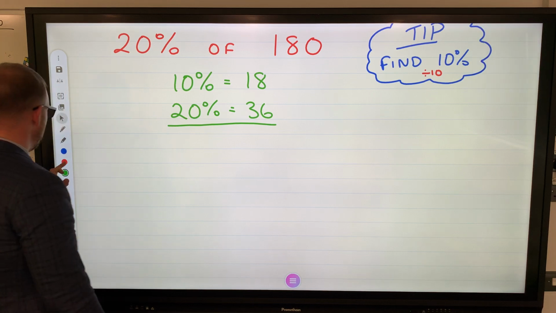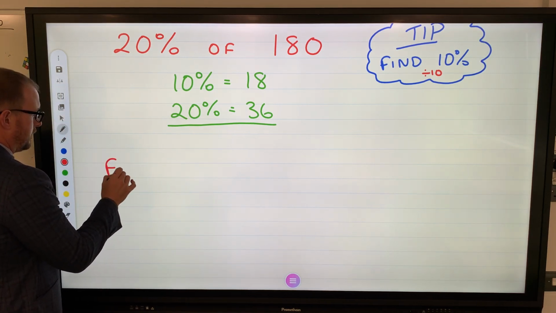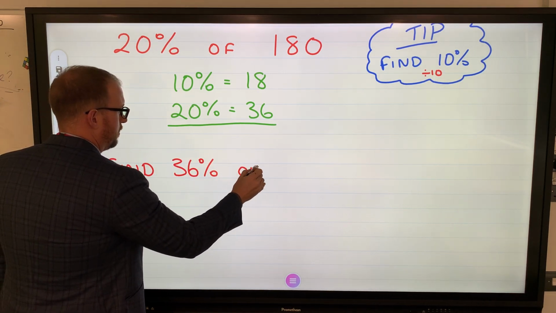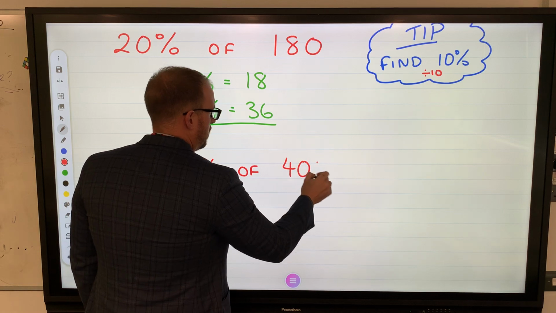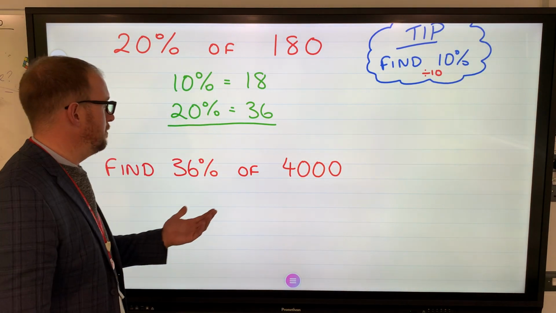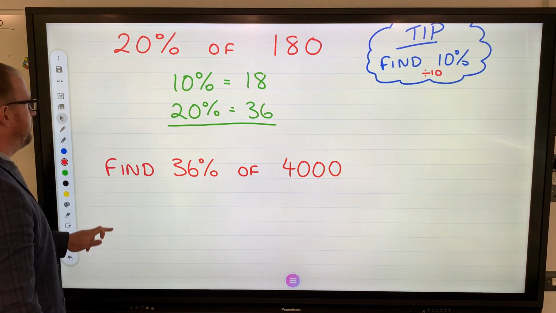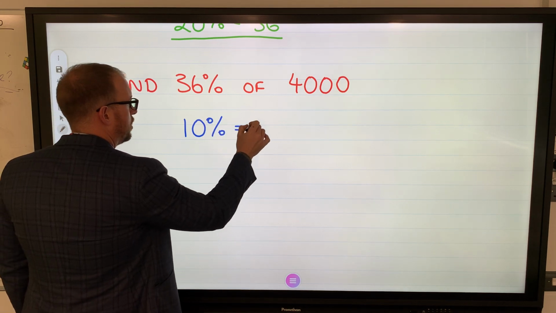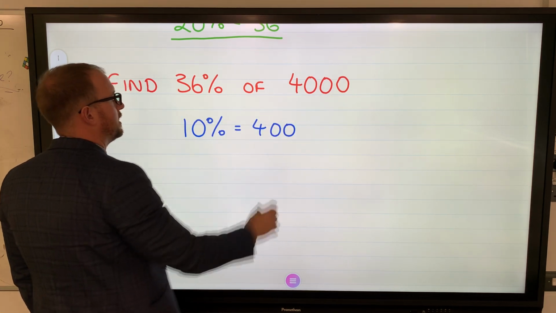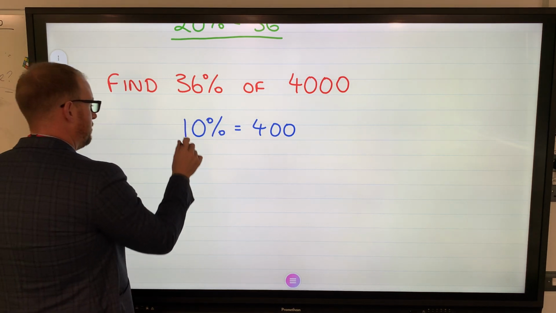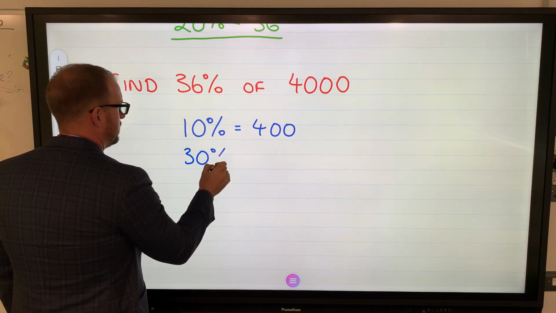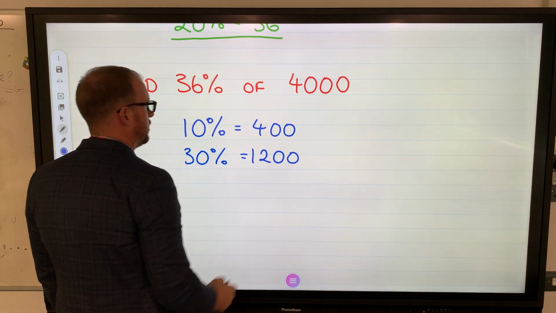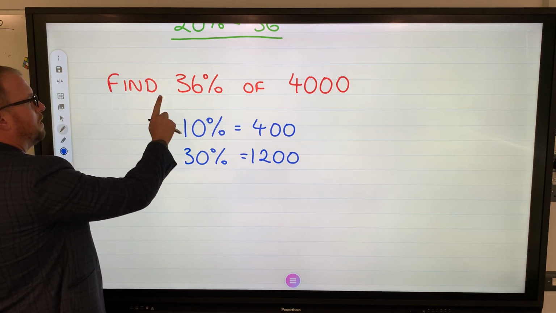Now, if I wanted to find 36% of 4,000, a slightly bigger number, my tip: find 10% first. 10% would be 400, just by dividing that by 10. If that's 10%, then 30% I'd multiply this by 3 to get 1,200. So I've got the 30 part, I now need the 6%.